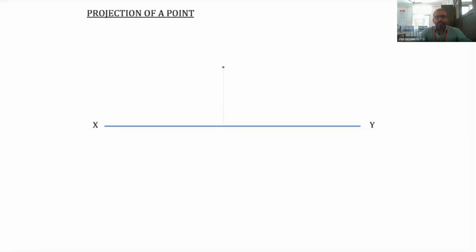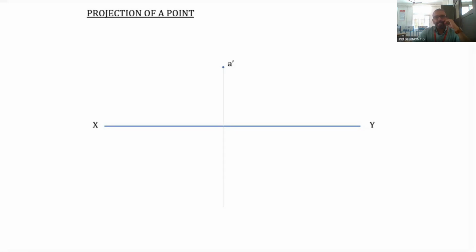Now on this line, find the distance of the point from the XY line, that is, the distance of the point from HP. We assume it to be above the HP. When the point is above the HP, we draw the line perpendicular to the XY towards the upper side of the XY line. Now measure the distance of that particular point from HP, and then mark this point as A dash.